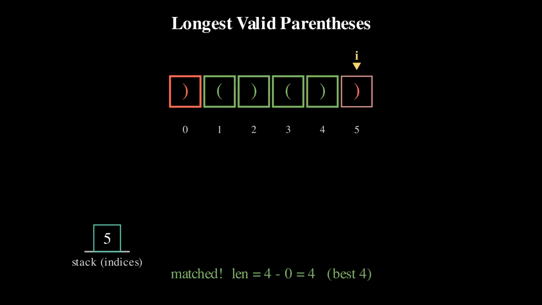Position 5, a close. Pop, and that removes the wall at 0, leaving the stack empty again. Stranded close, so it becomes a new wall. Push 5. We are out of brackets. The longest stretch we ever measured was 4.